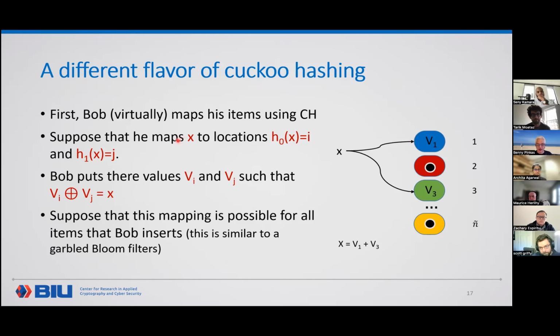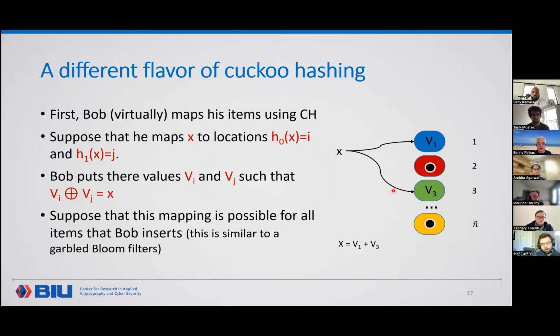So suppose that he maps X to two locations, row i and row j. He will put in these two locations two values, V_i and V_j, so that the XOR of these two values is equal to X. And he's going to do it for each of his inputs. So Y is mapped here and here, and he's going to put here and here two values whose XOR is going to be equal to Y. And the problem is, of course, that the value that he puts here is relevant for both the XOR of V1 and V3 and of V2 and V3. So you have this constraint, two constraints on the same bin.